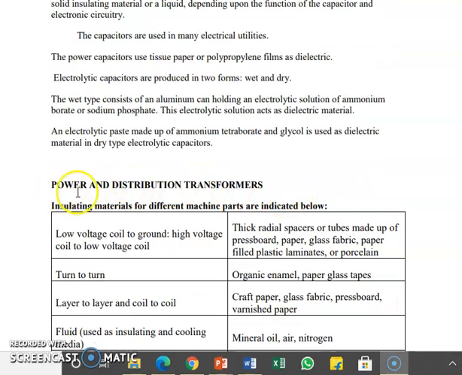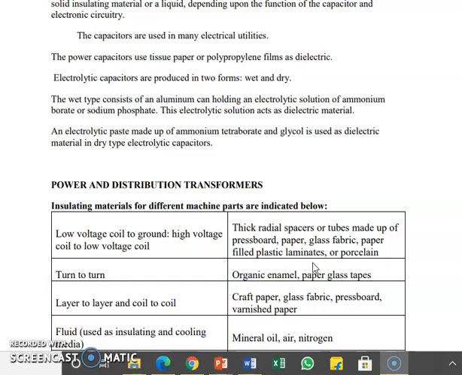Now, let us see the application of dielectric materials in power and distribution transformers. First of all, let us see what a transformer is. A transformer is a device that transfers electric power from one electrical circuit to another electrical circuit. It works on the principle of mutual induction. It can step up or step down the level of AC voltage or AC current without changing the frequency. There are three basic parts in it: primary coil, secondary coil and magnetic core.